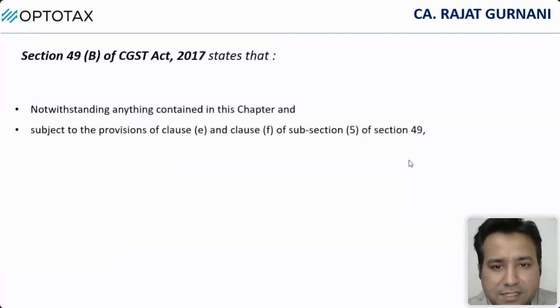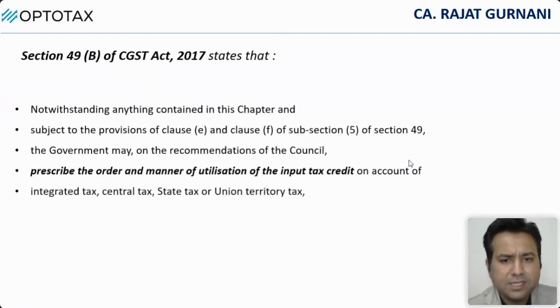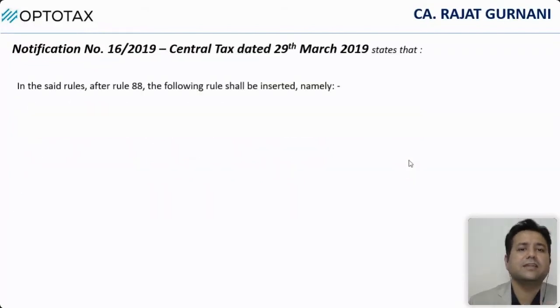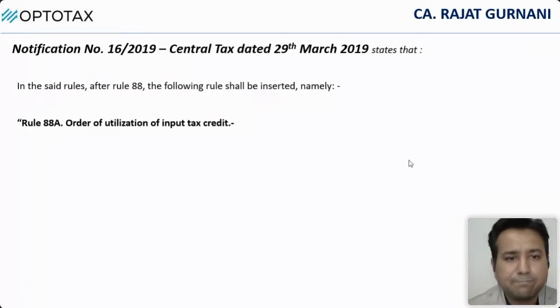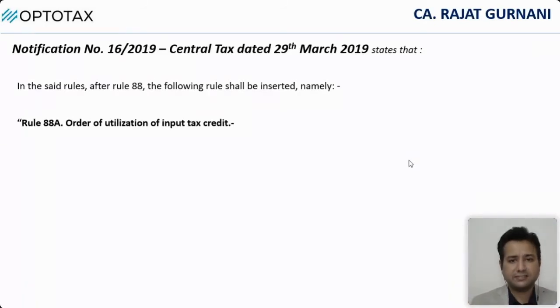Section 49 subsection B says the government may, notwithstanding anything contained, prescribe the order and manner of utilization of input tax credit. So what is the order and manner they have prescribed? Let's read that. Rule 88A, notification number 16, came on 29th March 2019. A lot of chaos was there with respect to this because of the liquidity issues for the businessman, for the taxpayer. The order of utilization of ITC was specified in rule 88A.